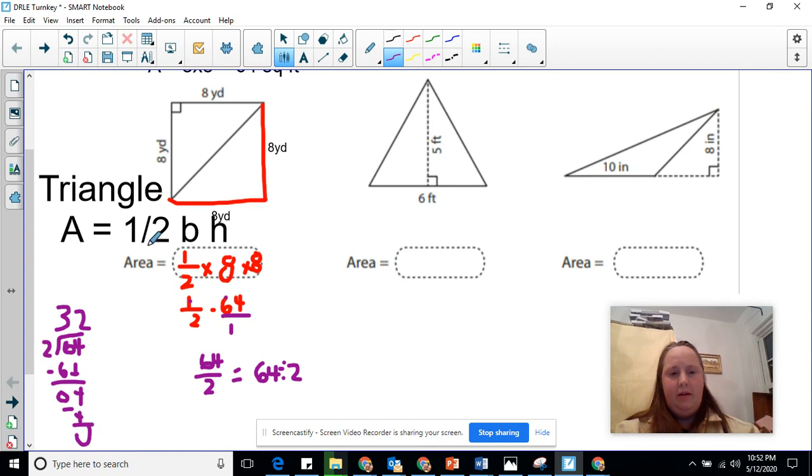So the area of this triangle is 32 yards squared. So this triangle right here, we know it's half of that square, so that's why we did 1/2 base times height.